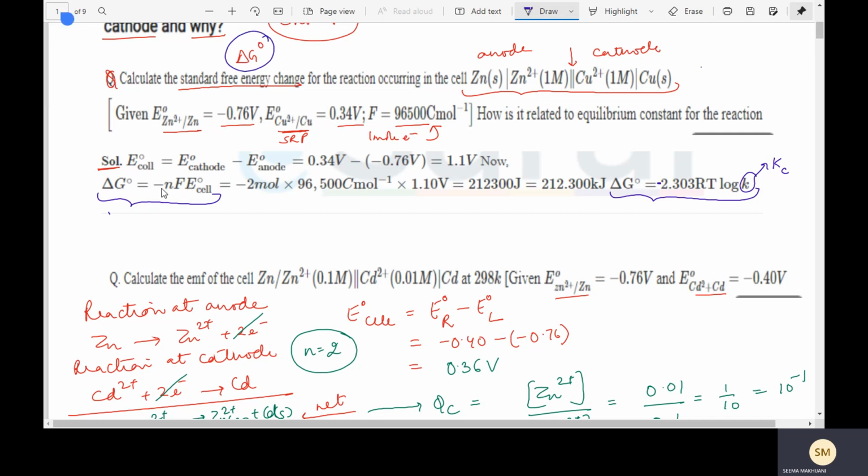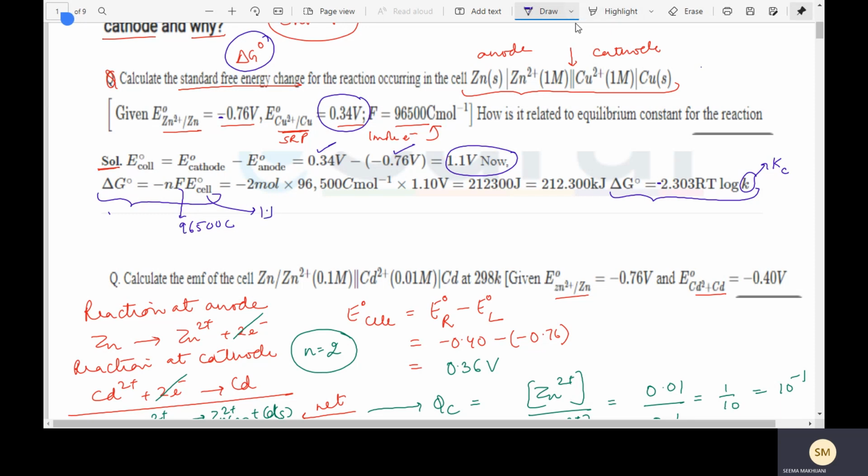Delta G की value के लिए you require minus nFE. F तो बेटा 96500 हो गया कूलम्स. E naught cell क्या होता है? E naught cathode minus E naught anode. कैथोड कॉपर है और कॉपर का वैल्यू 0.34. So cathode minus anode. एनोड की वैल्यू नेगेटिव थी, you already have a negative, so your E naught cell becomes 1.1. तो ये हो गया 1.1.